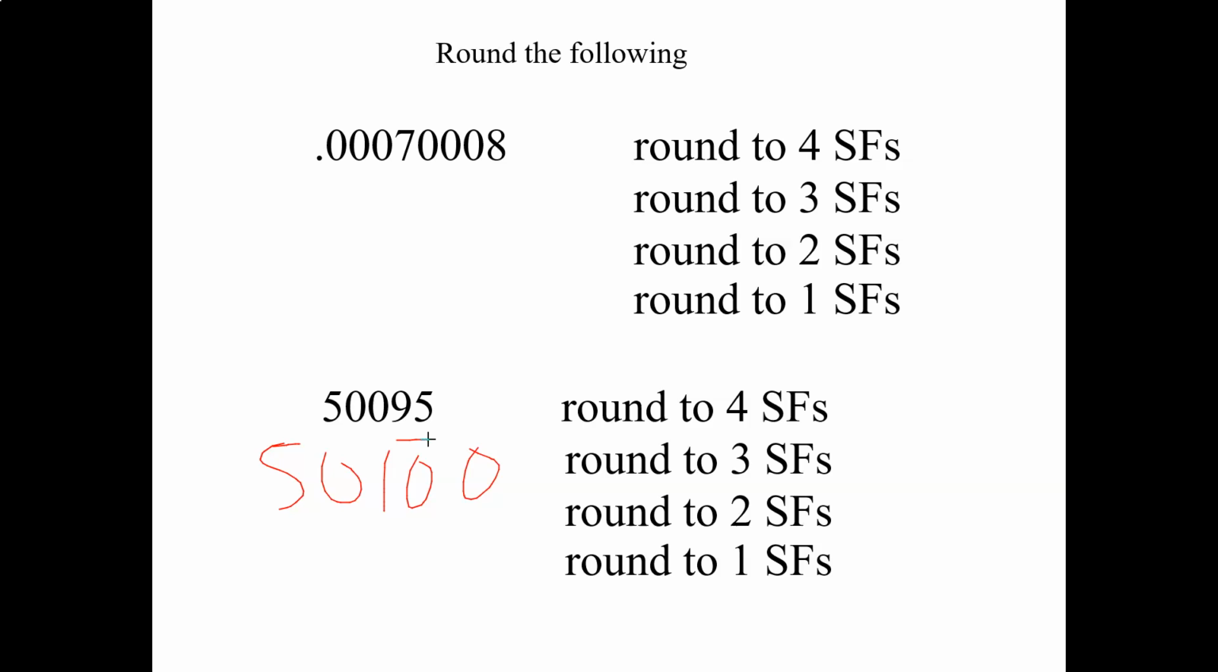Now, if we're going to round to 3 sig figs, all we have to do is get rid of that line, and now we've got 50,100, and that's got 3 sig figs. If I want to round this to 2 sig figs, I round off the 95, and I get 50,000. Now again, I don't have 2 sig figs right now. I've got 1 sig fig. So how do I fix that? Don't put a decimal place. Put a line over that 0. And then for 1 sig fig, it would just be 50,000, and that is the bit.